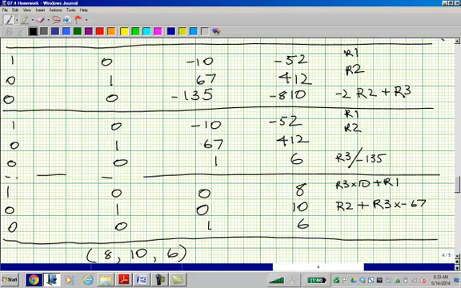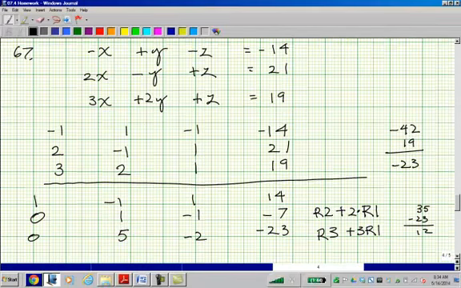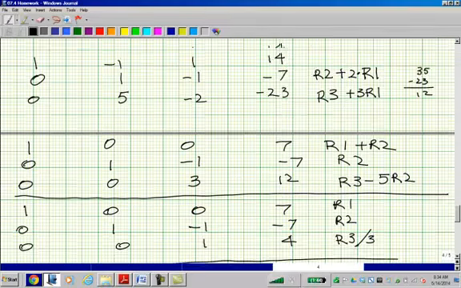R2 plus R3 times negative 67 gives me a 0 here. So I'm done. 8, 10, and 6. Okay, and then 67 is the last one.